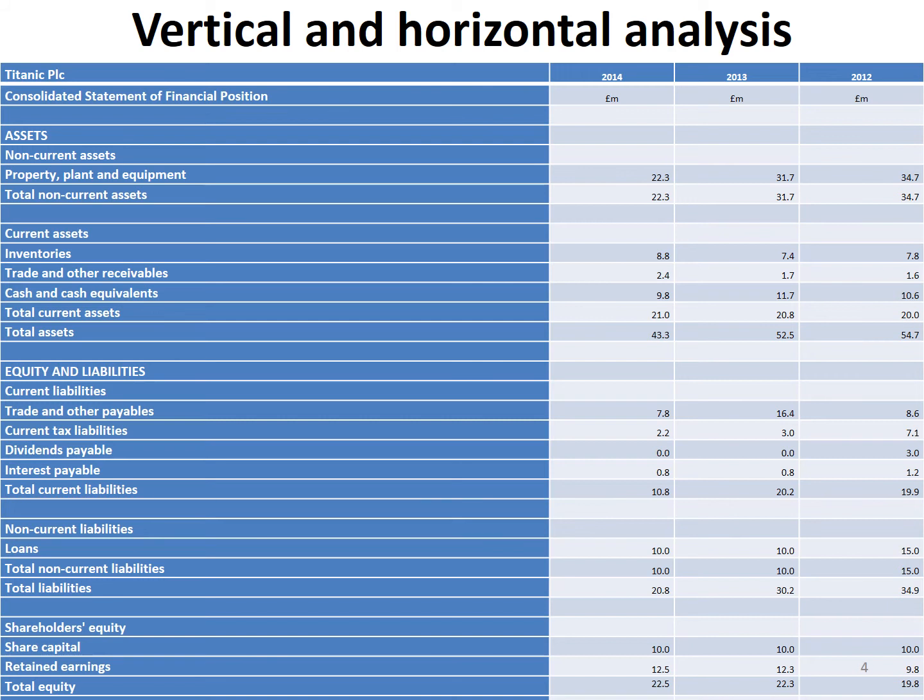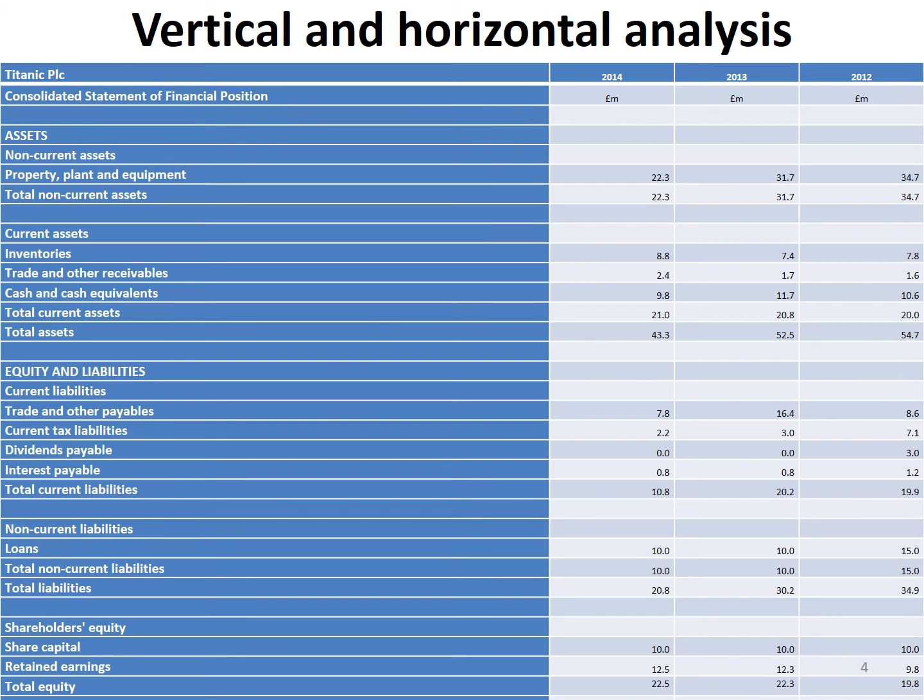You can do that vertical analysis for 2014, 2013 and 2012, all. So in 2013, if you want to do vertical analysis for non-current assets as a percentage of total assets, it will be 31.7 divided by 52.5 into 100. Inventories for 2013, 7.4 divided by 52.5 into 100. That's vertical trend analysis. The same thing you can do for equity and liabilities.